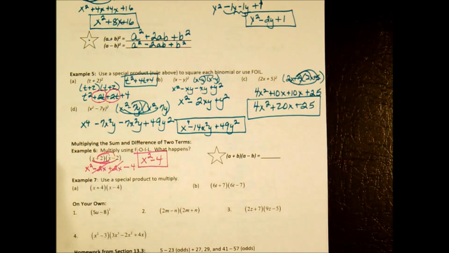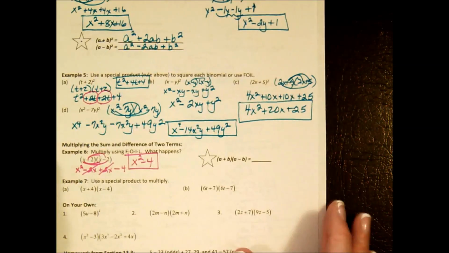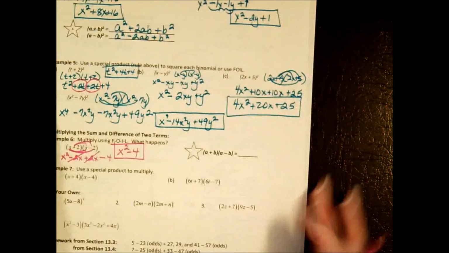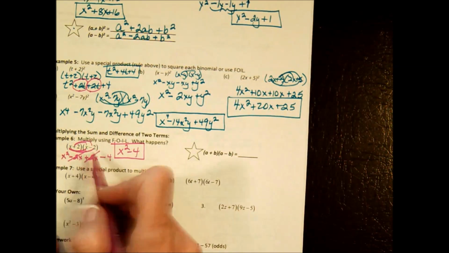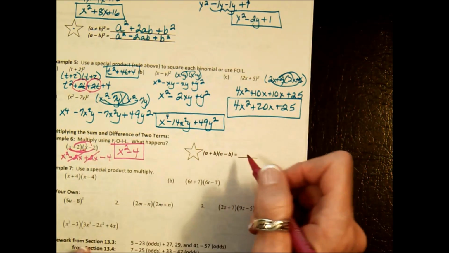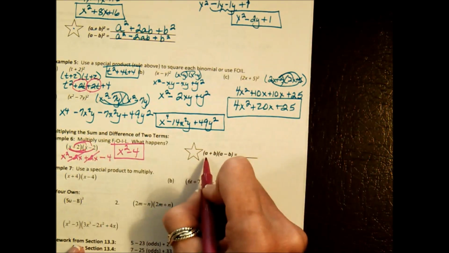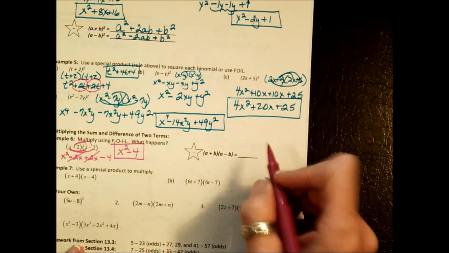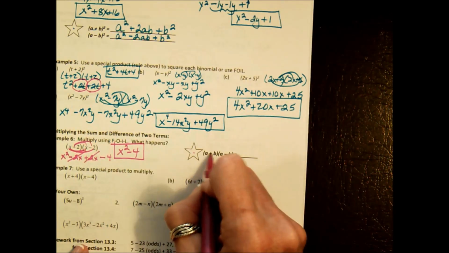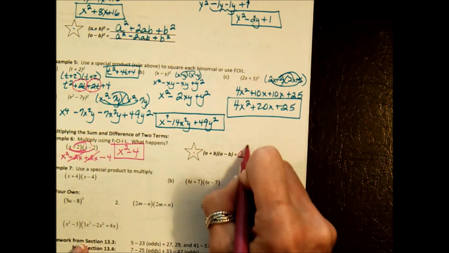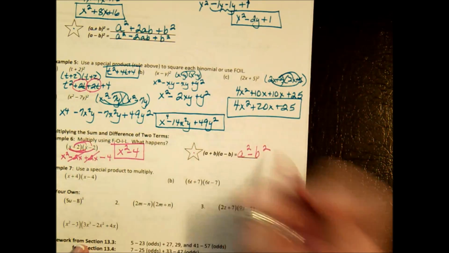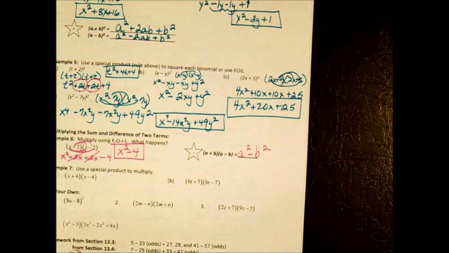It's a great pattern to memorize. It's an easy pattern to recognize. Multiplying something times itself when one's a plus and one's a minus. The O and the I will always zero out. So in general here, where the star is, if you're multiplying a plus b times a minus b, it's always going to be that. Because again, the middle terms will zero out.